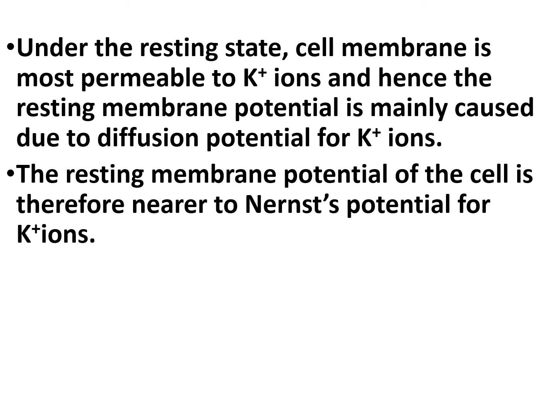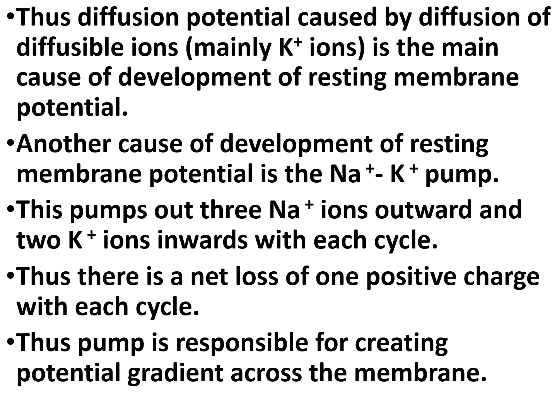Under the resting state, the cell membrane is most permeable to potassium ions, and hence the resting membrane potential is mainly caused by the diffusion potential for potassium ions. The resting membrane potential of the cell is therefore nearer to the Nernst potential for potassium ion. So the diffusion potential caused by the diffusion of diffusible ions, mainly the potassium ion, is the main cause for the development of the resting membrane potential.